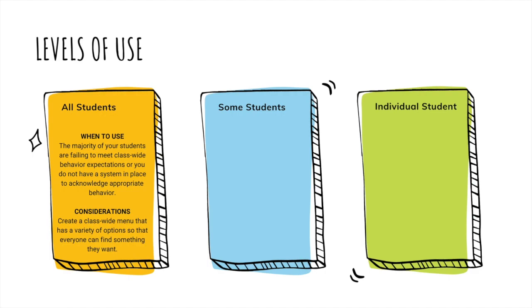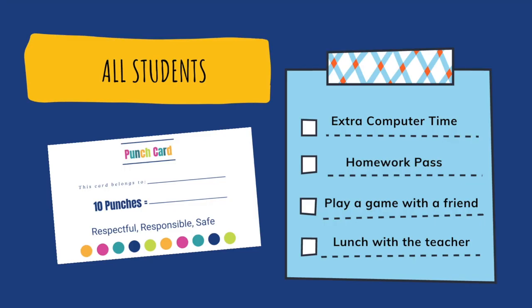If the majority of your students are failing to meet one or more behavior expectation in your classroom, or you don't have a system in place to acknowledge positive student behaviors, you might consider implementing a punch card for all of your students. Consider having your students help you create a reward menu that has a variety of options to choose from so that each student can find something that they would like to work for. This shows an example of a punch card that is given to each student, as well as a reward menu that was created with the student.